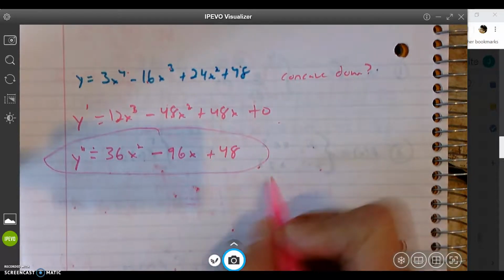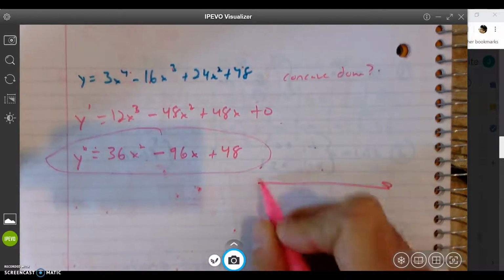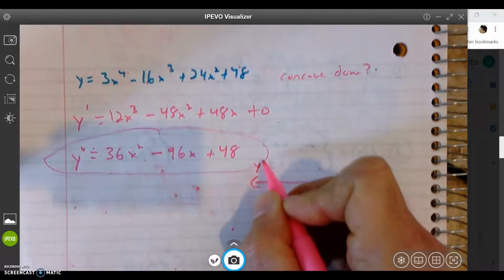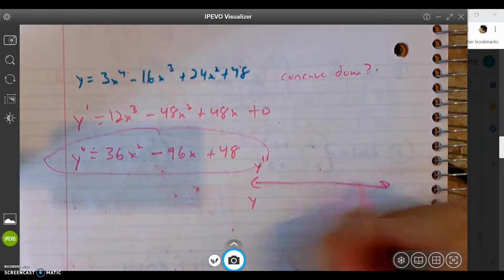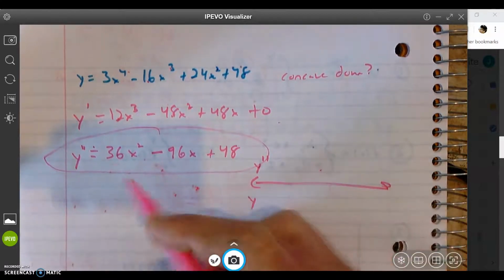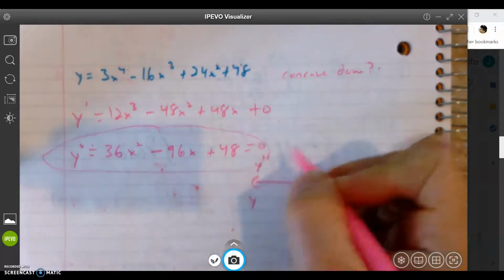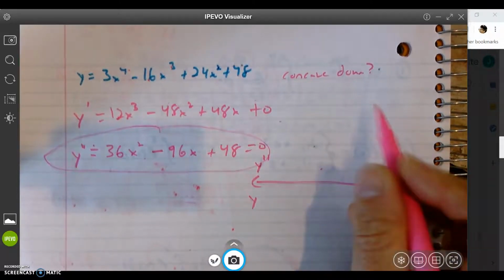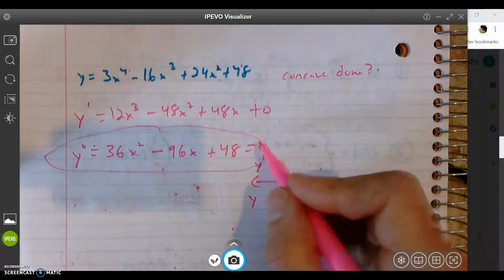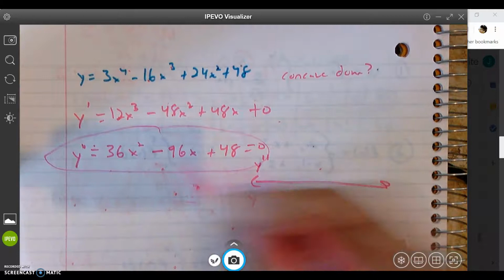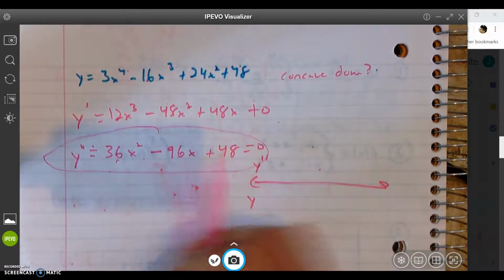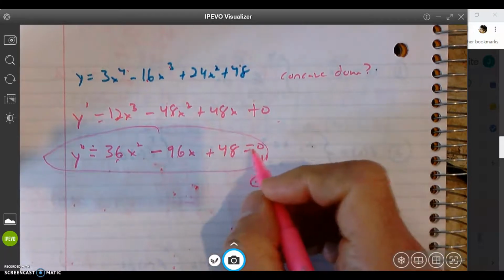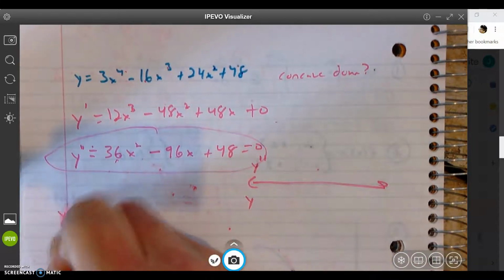So I need to do a little sign chart. I've got y double prime and then y. I need to know where the inflection points are potentially. So I need to set this equal to 0 and figure out where the graph goes from concave up to concave down. Where is there no concavity? Then I can figure out what happens to the left and right of that. I'm solving this, and I notice these are all divisible by 12, right? So I'm going to factor out a 12.